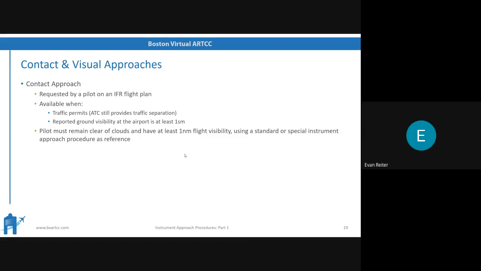So effectively, when you get approval for a contact approach, the entire airport becomes yours. It's protected from the perspective of traffic, and you don't need to fly an ILS. You can navigate however you want to land on a runway that works. There's absolutely some safety considerations associated with that.